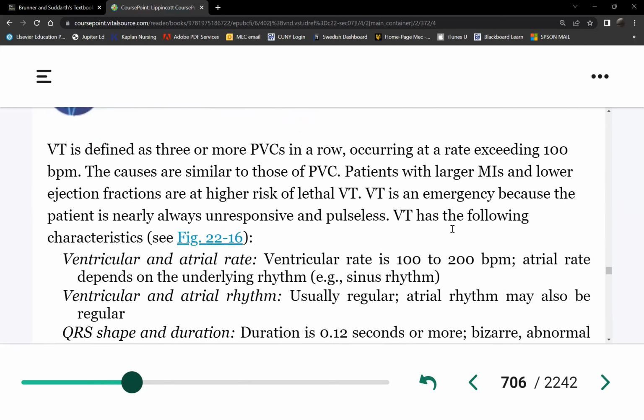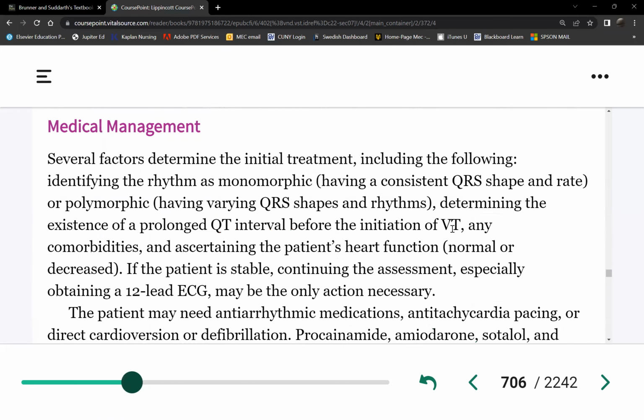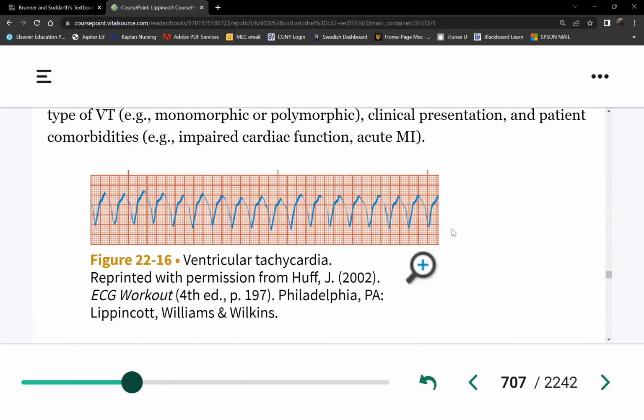Pulseless VTAC will be treated the same way as ventricular fibrillation, which is what? How do you treat VTAC, pulseless VTAC, or VFib? CPR and defibrillation. Okay, that's it. What does VTAC look like? That's VTAC, right?